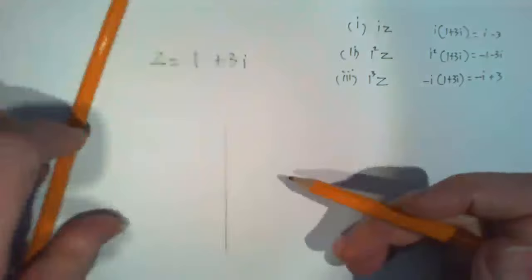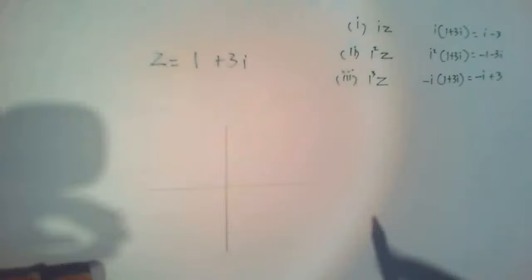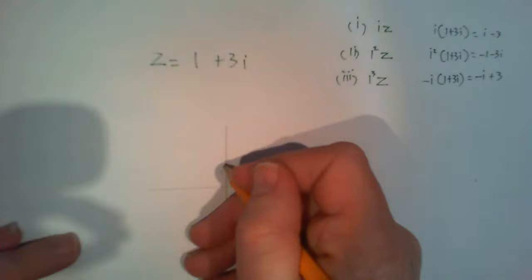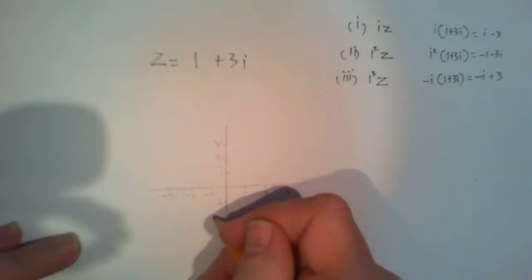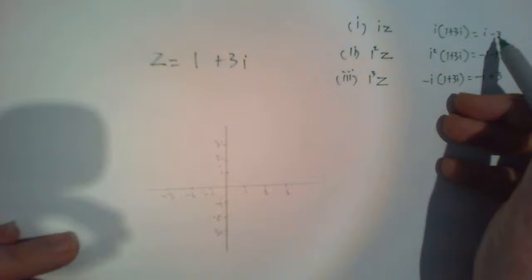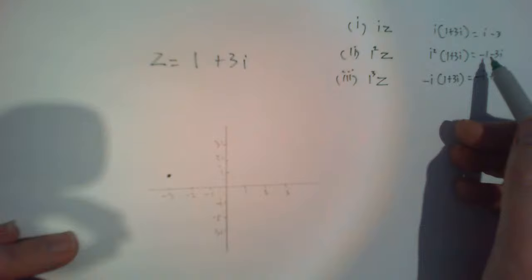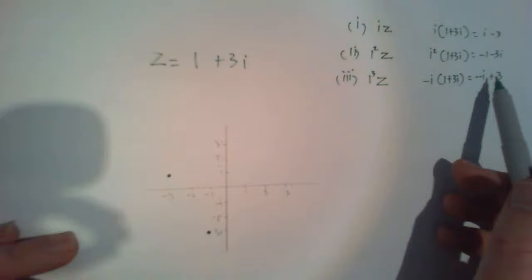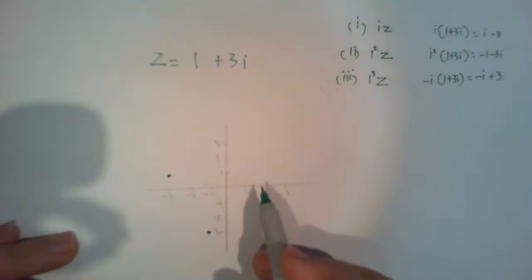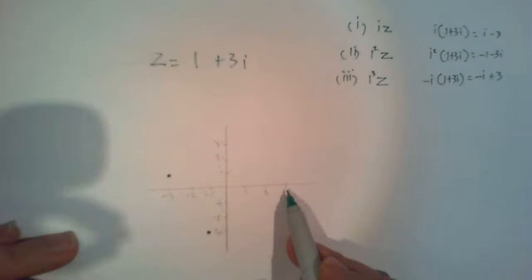Again, you will not be asked to draw a graph. 99 times out of 100 it's drawn for you. So I'm just going to go out to 1, 2, 3, up to 3, sorry, i, 2i, 3i, minus 1, minus 2, minus 3, and down to minus i, minus 2i, and minus 3i. So minus 3 plus i, that's there. Minus 1 minus 3i, that's there. And finally, minus i plus 3. So, sorry, 3 minus i. 3 minus i is there.